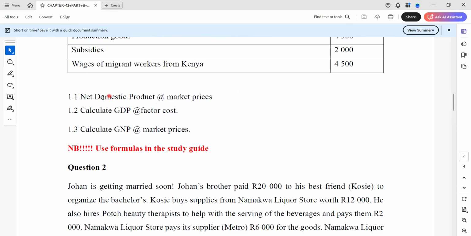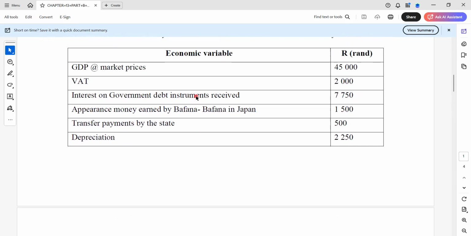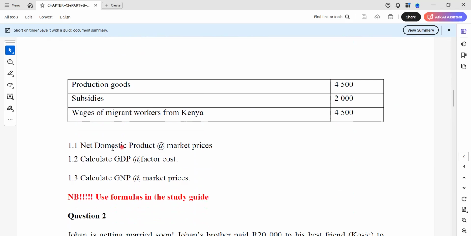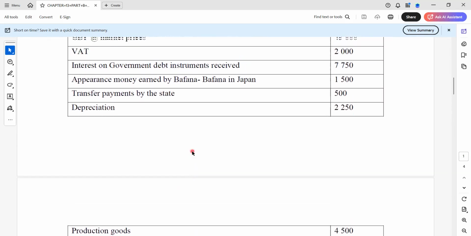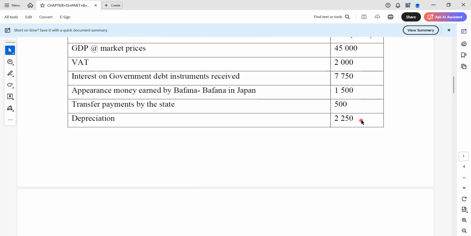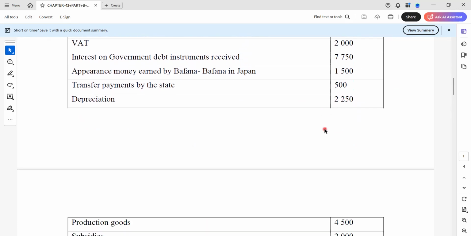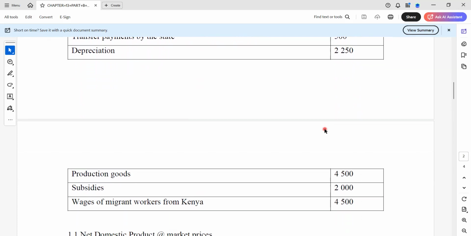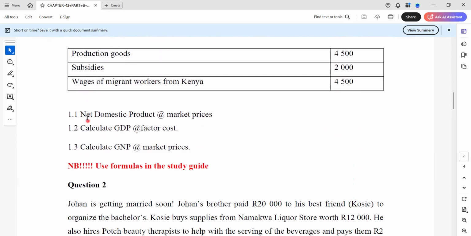So whenever you see net, just remember there was gross and something was subtracted to get the net. So in this case, for net domestic product, you say gross domestic product, which is our GDP, and it was 45,000. Then we subtracted something to get the net. What did we subtract? Depreciation, right? That's 2,250, and we got 42,750, which is our net domestic product, right?